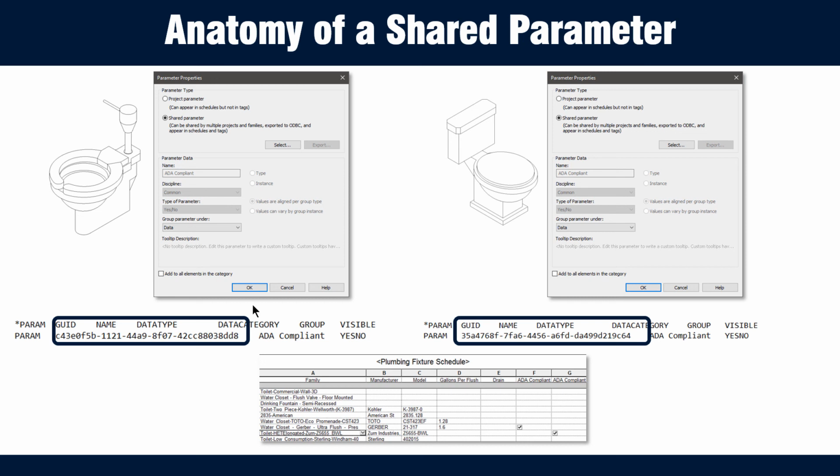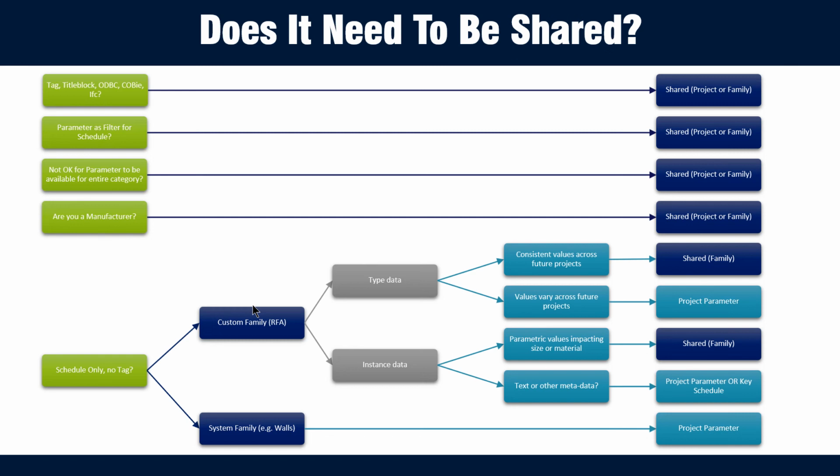I'm not gonna read this out loud. I'll leave it up here for a moment, but this is actually a big deal. Do your parameters need to be shared or not? Again, you do not want to make a shared parameter for every single situation. You don't need to do that. But if you're dealing with title blocks, COBie information, IFC, that kind of stuff, you want to make it a shared parameter, whether it's project or family. Also, if you want to use a special parameter for a filter, that's actually kind of interesting. I'll talk about that in a moment.